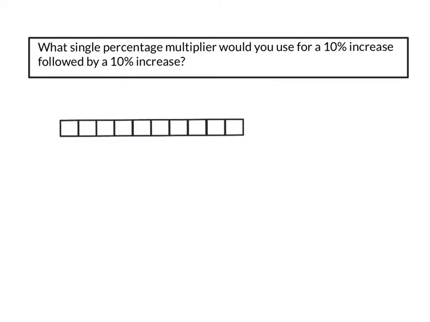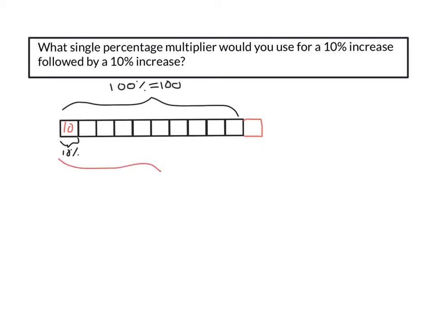So I've got a bar here and I'm going to start off with a value of 100. So at the time being, my 100% is 100. Each of these boxes is 10%. So I need to do 100 divided by 10 to figure out what 10% is, and we all know that's going to be 10. So if I want to increase it, I need to add a box onto the end, and that's going to be altogether 110.